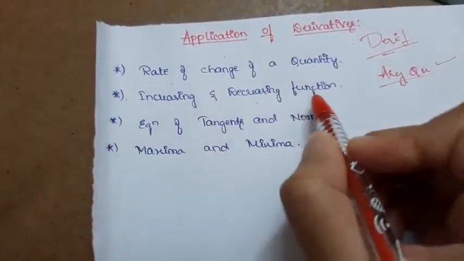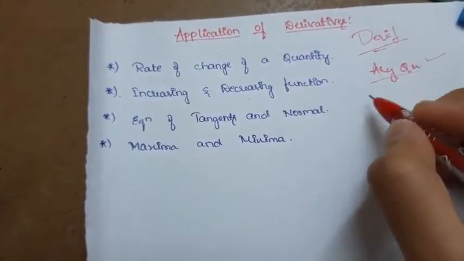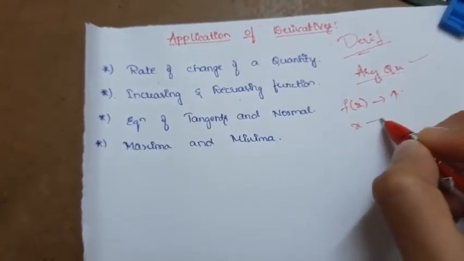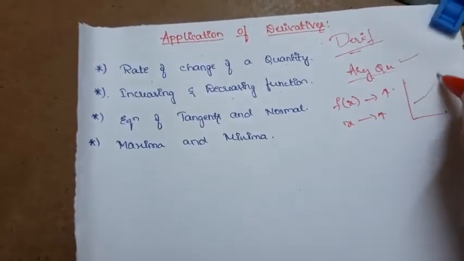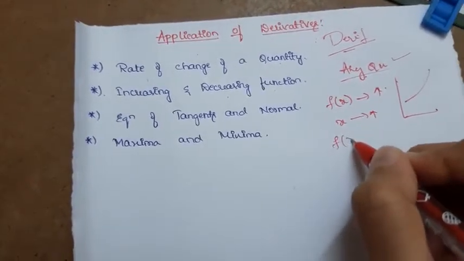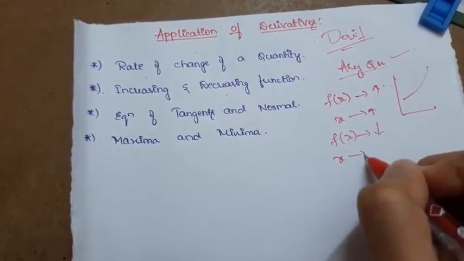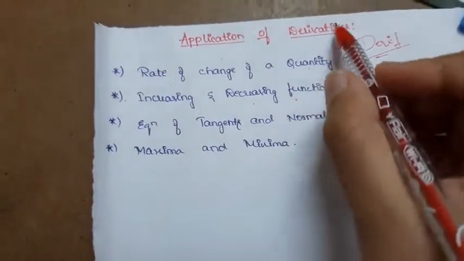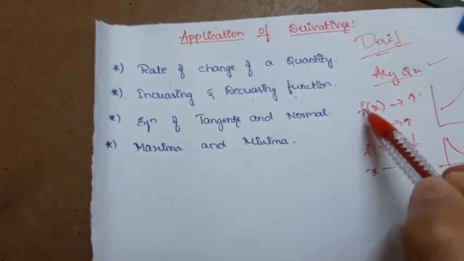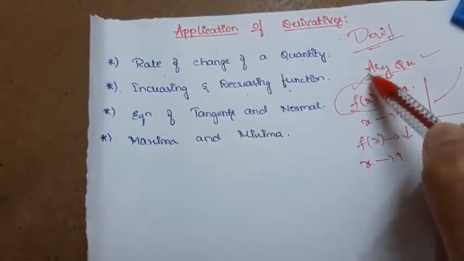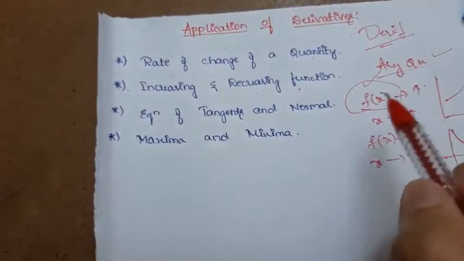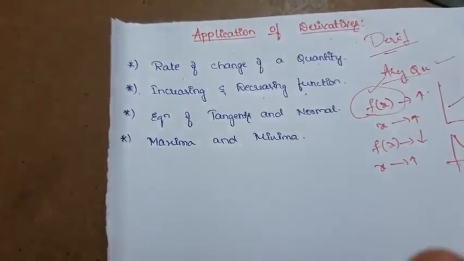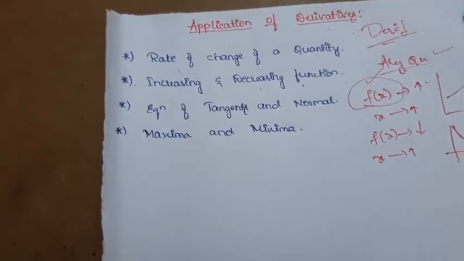Then increasing and decreasing functions. So what is this? If f of x increases as the x value increases, then we call it an increasing function. If f of x decreases as the x value increases, then we call it a decreasing function. Through derivatives we are going to determine whether the given function is increasing or decreasing. This is one of the applications of derivatives.